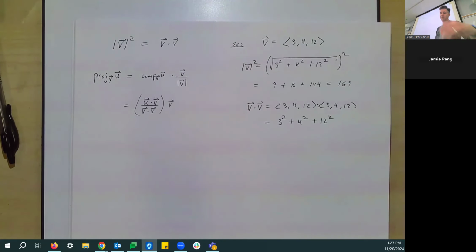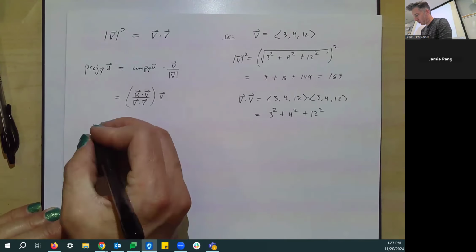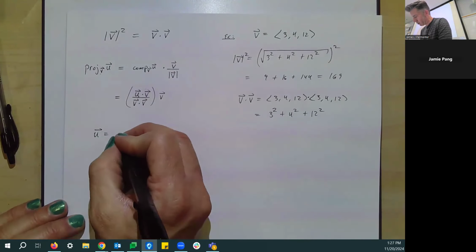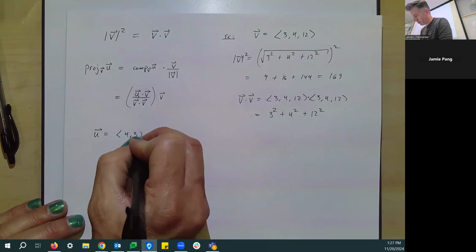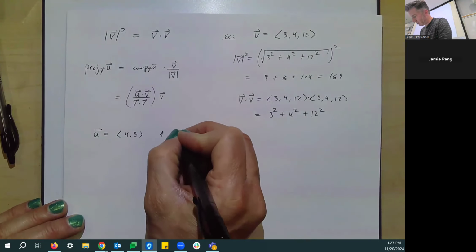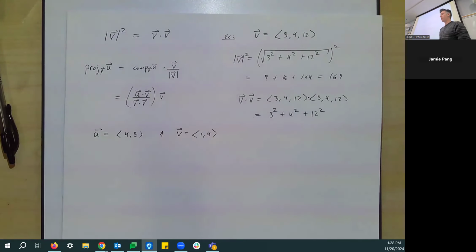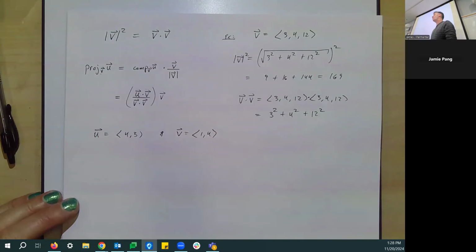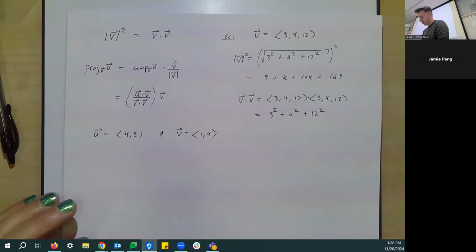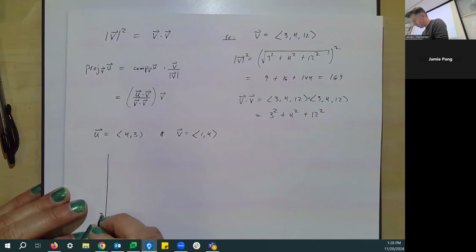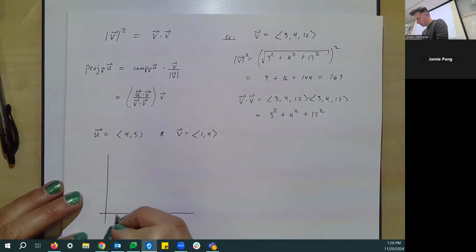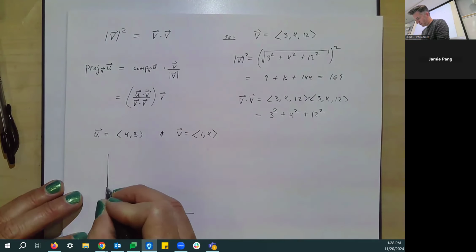Great. Let's look at a couple of examples, actually. So let's say, for example, we have u equal to the vector 4, 3, and v equal to the vector 1, 4. Let's find the component and the projection. And also let's draw a picture just so we can kind of see what's happening here. So draw a picture. My vector 1, 4 is over 1, up 4.